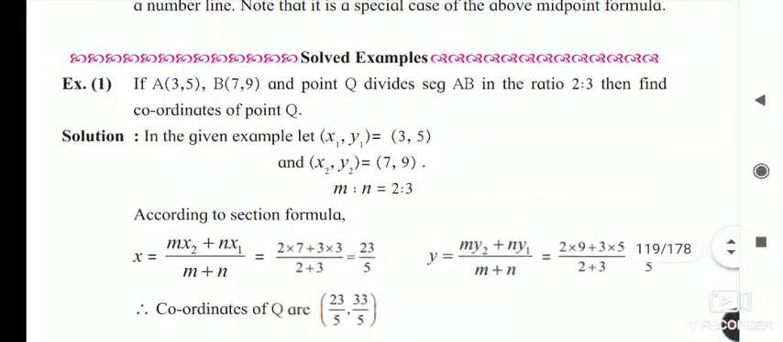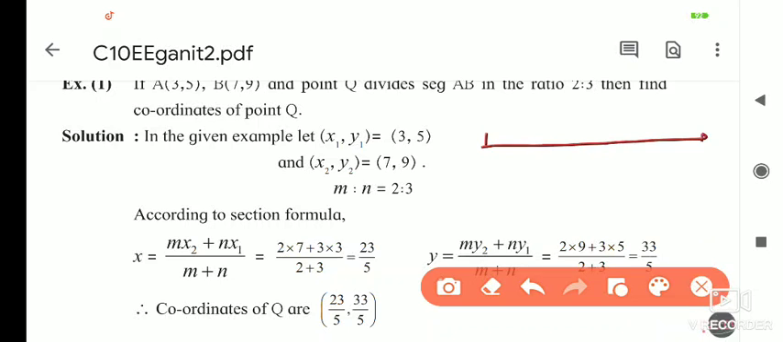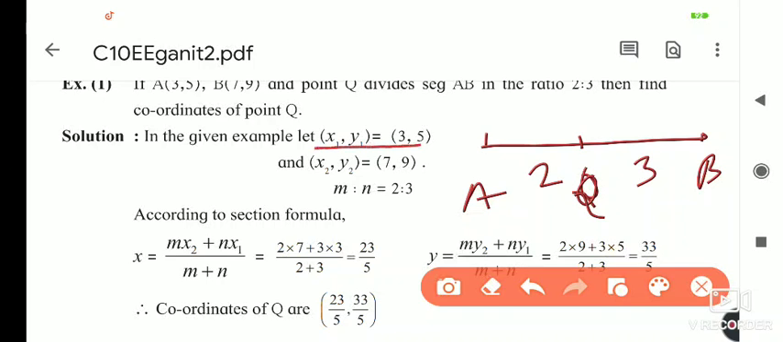Here the coordinates of point A are 3, 5, B's coordinates are 7, 9, and Q divides the seg AB in the ratio 2:3. So here it is Q, this is point A, and this is point B. Okay, and 2:3 is the ratio. Just now we saw the formula for finding x. So here write x1, y1 is equal to 3, 5 because we have to take A's coordinates. x2, y2 is equal to 7, 9, the coordinates of B, and m:n is equal to 2:3.